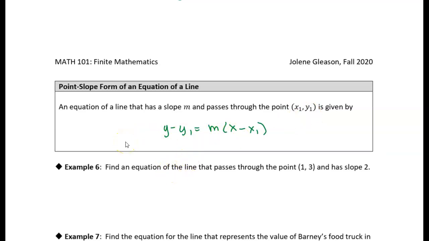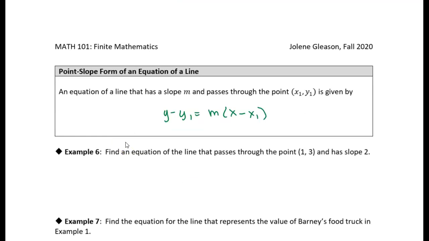All right. So let's see how that works in example 6. We want to find the equation of a line that passes through the point 1, 3 and has a slope of 2. All right. So if we know the slope and we know a point, then we can just call this our fixed point. This is x1, y1, and we can just plug those values into the equation. So we get y minus 3 is equal to 2 times x minus 1, right? 2 is our slope, 1, 3 is our fixed point.